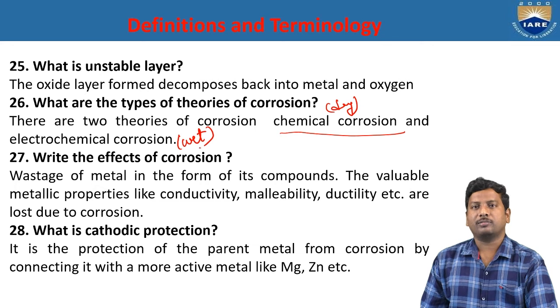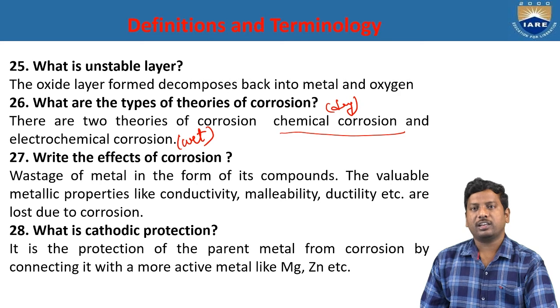Write the effects of corrosion. Wastage of metal in the form of its compounds. The valuable metallic properties like conductivity, malleability, ductility, etc. are lost due to corrosion. That means the metal undergoes degradation.